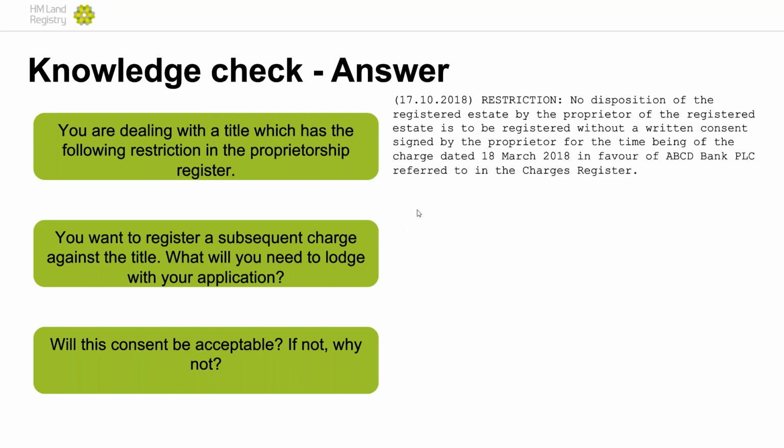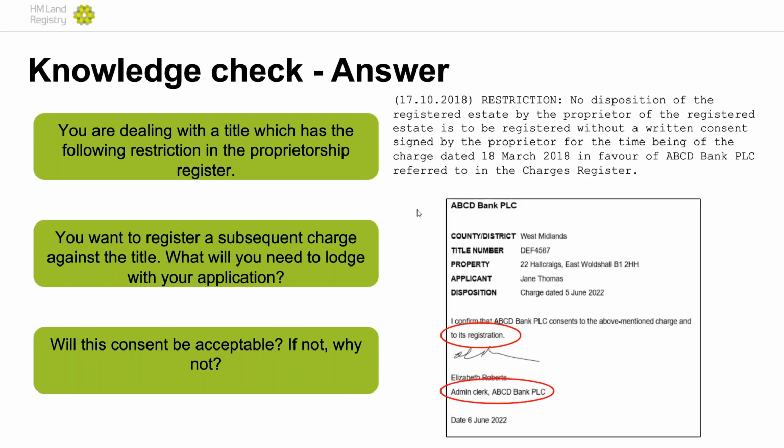Time for the answer. It is imperative that a consent is not only to the disposition itself, but also to its registration. The person signing the consent must give their name and status within the organisation.